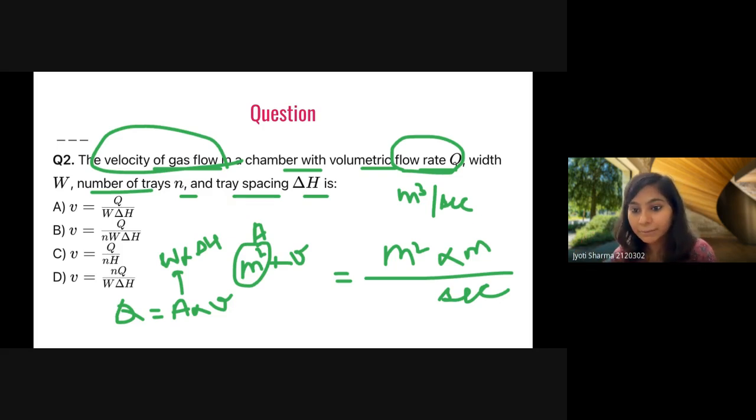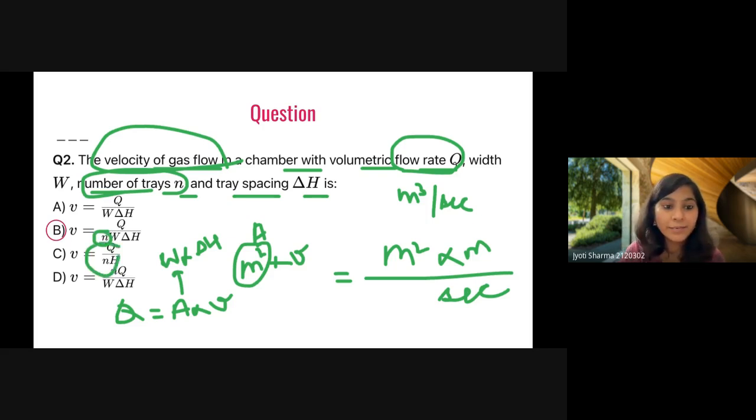Venkateshwara gave me answer B. Let me see. Yes, so this is giving me the right answer, that is V is equal to Q upon N W delta H, because here we do have N number of trays, so we also have to consider this one. It's all right. And these are not the right answer, because here we do not have area. And this is because we have to have it divided by the number of trays, so that's how N will be in the denominator.